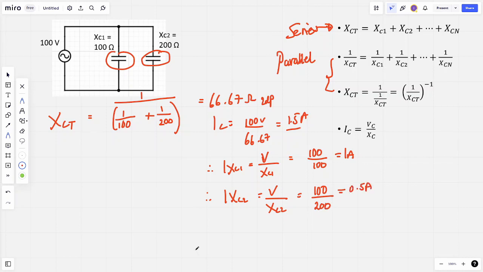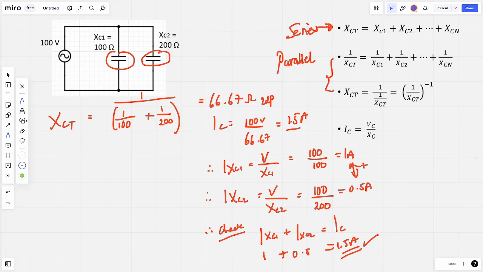And remember, the total current in the circuit must equal the same. So that therefore, as a check, IXC1 plus IXC2 should equal IC, and therefore 1 plus 0.5 does equal 1.5 amps. So therefore that's a check. That's our total current, and the summation of these two does equal 1.5. So that's a brilliant check.